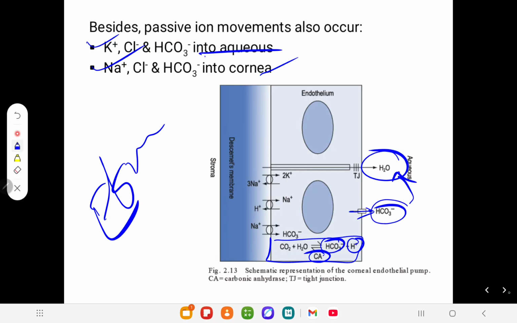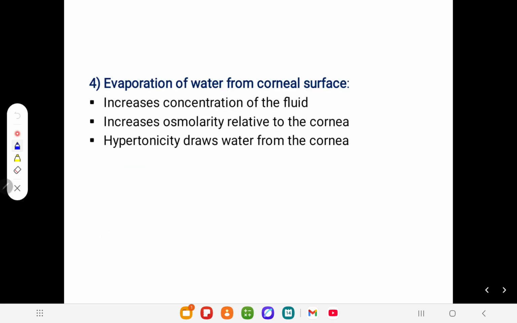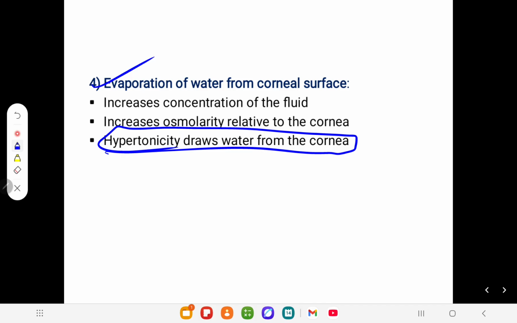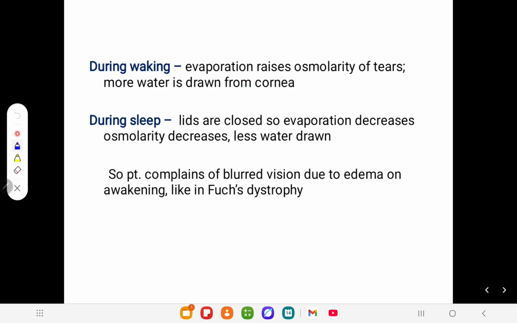Yes. So evaporation of water from the corneal surface increases the concentration of the fluid, increasing osmolarity relative to the cornea, and hypertonicity draws water from the cornea, isn't it? That's why we use 5% sodium chloride in Fuchs dystrophy or whenever we see the cornea is swollen. That's hypertonicity. So evaporation of water is another mechanism by which the cornea maintains its state of relative dehydration. It's just a simple thing, evaporation.